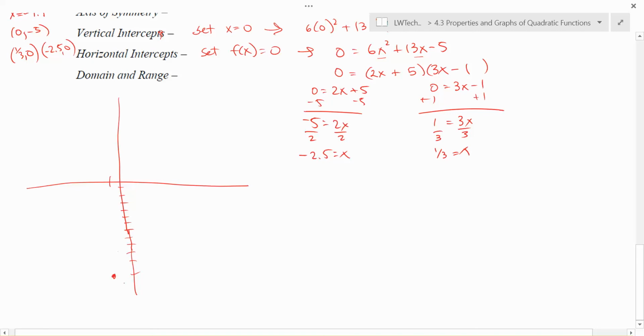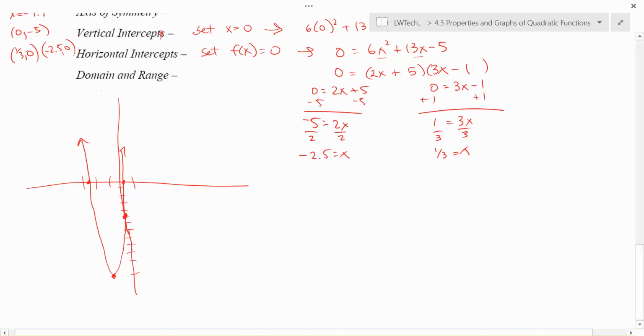My axis of symmetry will go through that. At 0, negative 5, I've got a point there. At 1/3, 0, up here I've got 1 point, and at negative 2.5, 0 here I've got another point. And if you see, we can kind of get that it's coming up this way, and it's coming up this way, and there's a fairly good graph of my function.